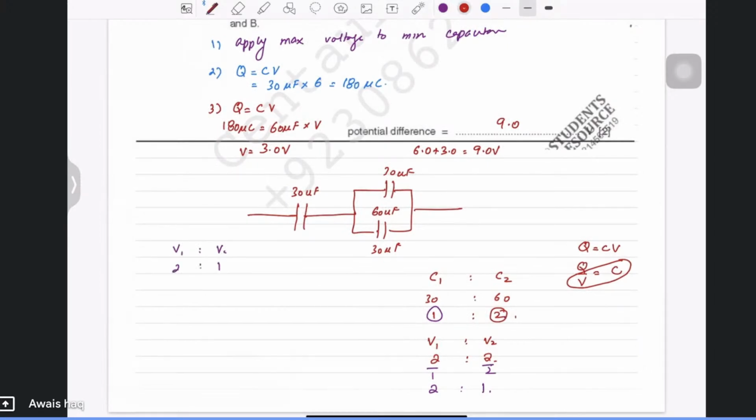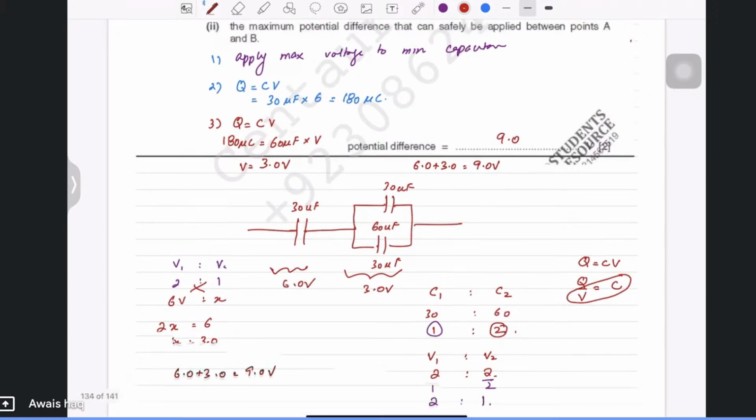So in the first combination you apply 6 volts and you find what the other one will be. Cross multiply, please. So it's going to be 2x equals 6. So x will be 3 volts, which means in this combination you have applied 3 volts, and in this combination you have 6 volts. So the total is going to be 6 plus 3, that's 9. So whether you like the ratio method or the one that involves equations, that's up to you. It will give you the same answer.